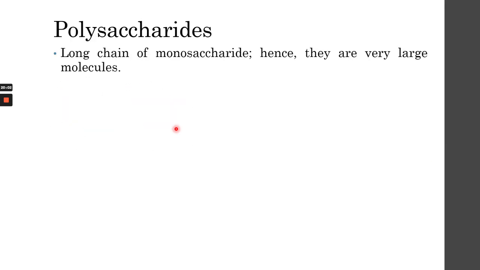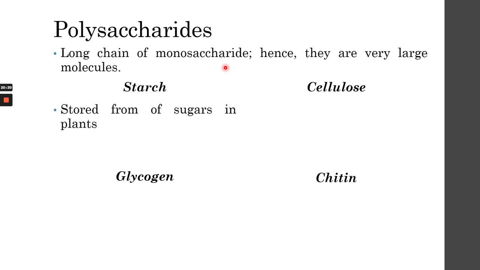Now let's move on to polysaccharides. What are polysaccharides? We mentioned earlier, polysaccharides are basically long chains of monosaccharides. So it involves three or more monosaccharides that attach together. And since it's a long chain of monosaccharides, they are very large molecules compared to their monosaccharide and disaccharide counterparts. And we have four types. We have starches, cellulose, glycogen, and chitin.